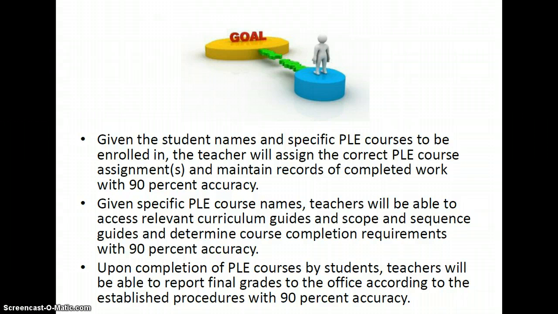So my instructional objectives are: given the names of the actual courses to be enrolled in, the teachers will be able to do this, and they'll monitor the records with 90% accuracy. The second objective is, given the course names, teachers will be able to find the actual criteria that PLATO gives that constitutes completion of the course. And finally, when the students complete the course, then with 90% accuracy again, the teachers will instruct the office as to what the final grade actually is.